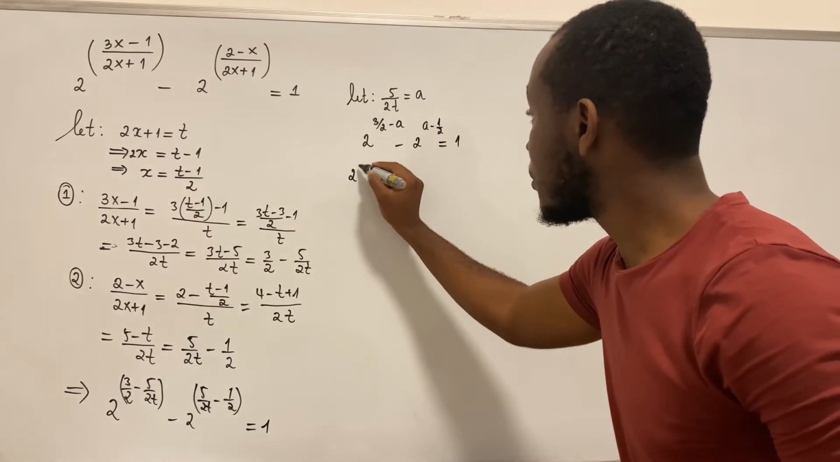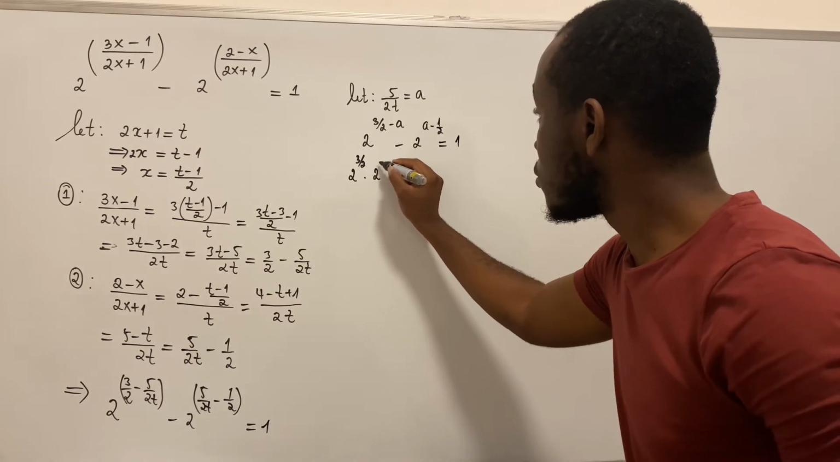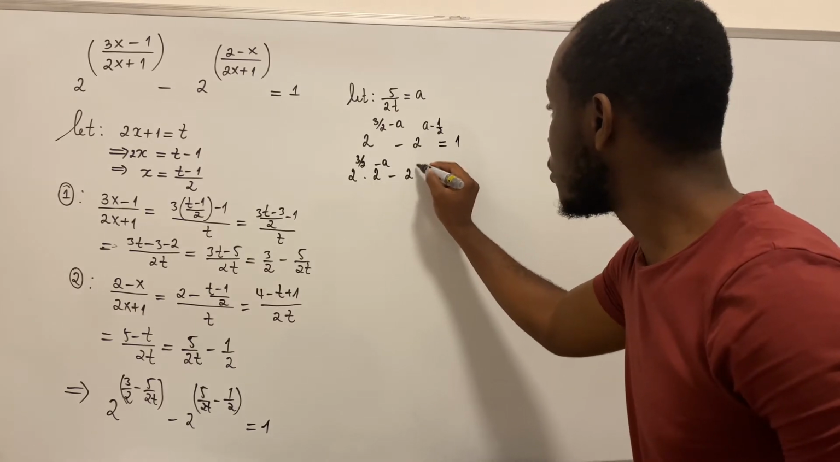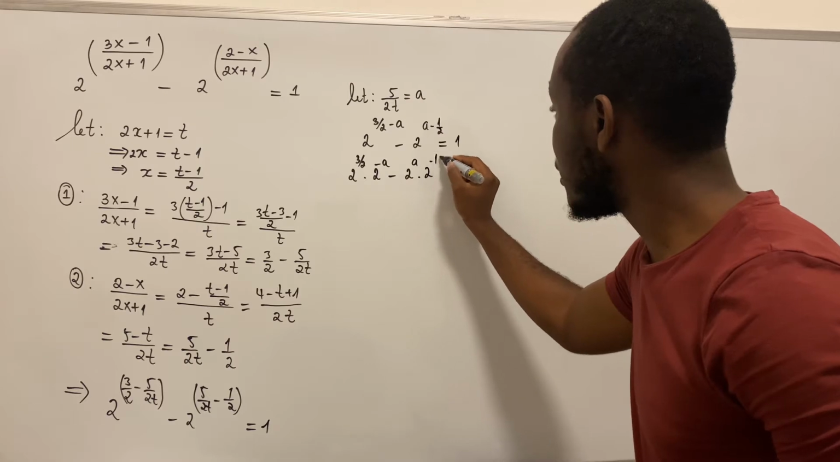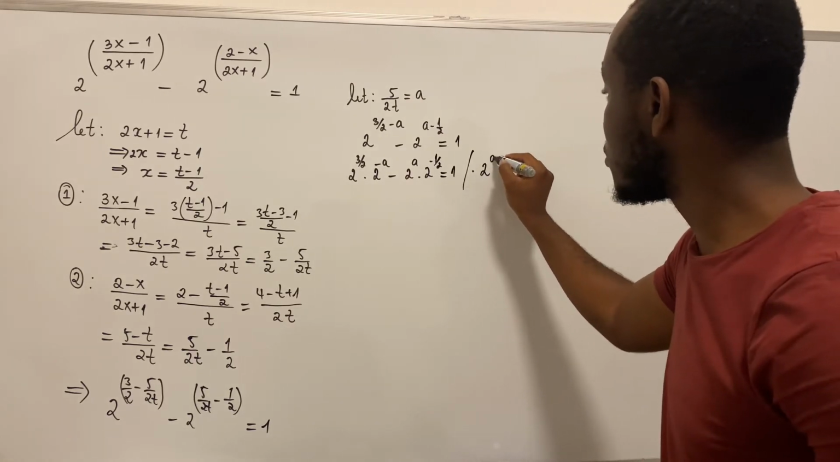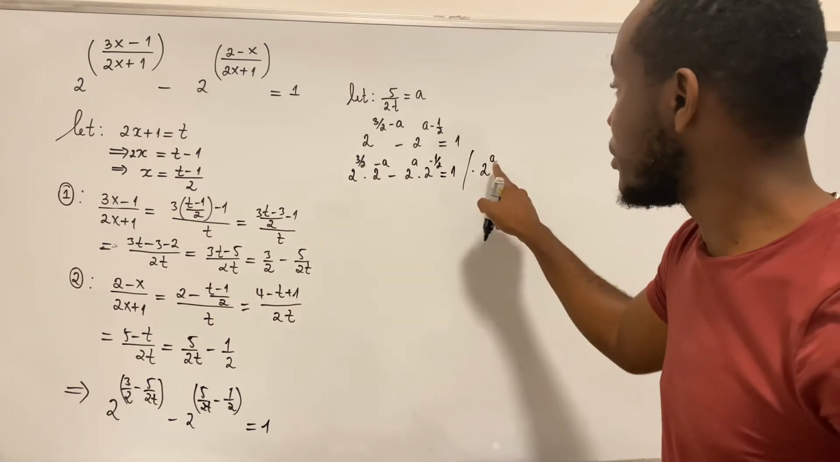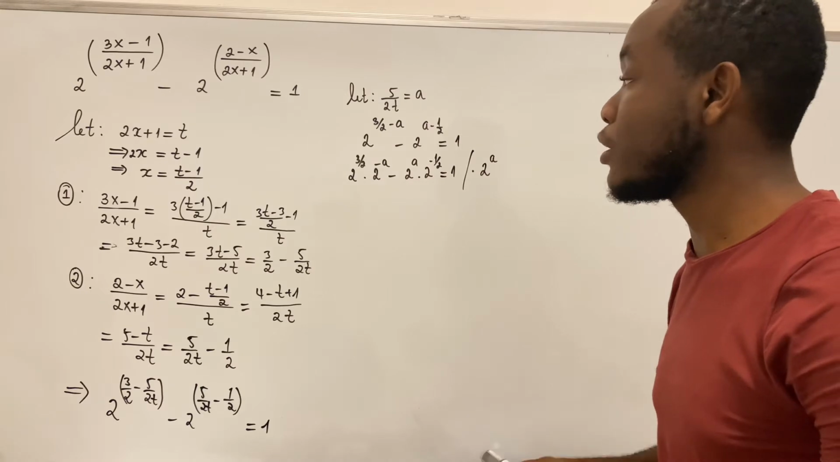If we separate, we can have 2 to the power 3 over 2 times 2 to the power minus a, minus 2 to the power a times 2 to the power minus 1 over 2, equal to 1. If we multiply the whole expression by 2 to the power a, this and this will cancel out because the exponent will be symmetric, so it will be 2 to the power 0, which is 1.